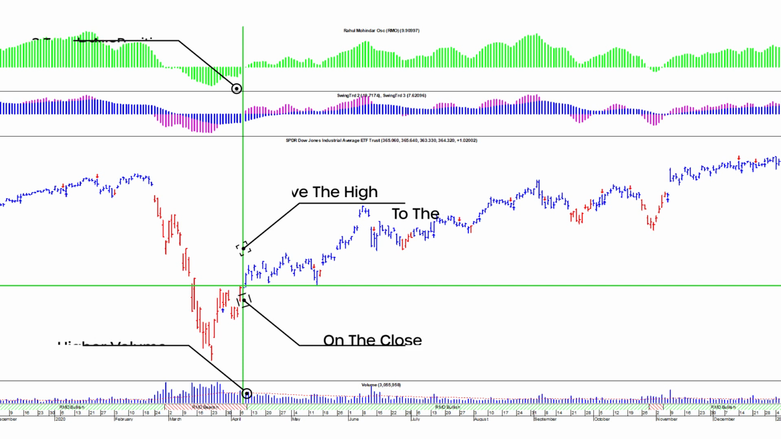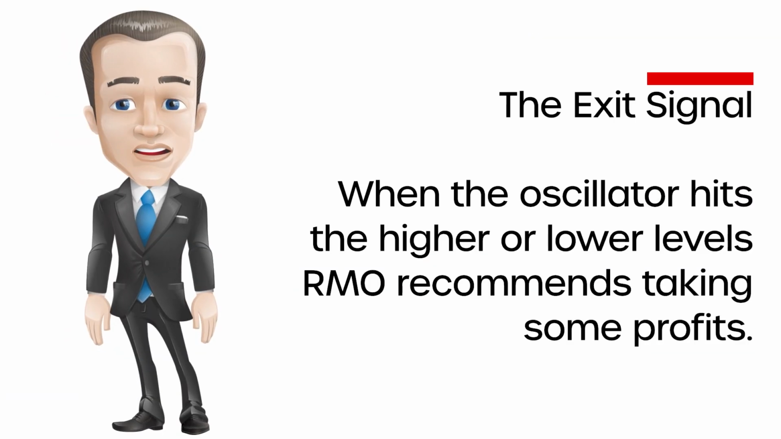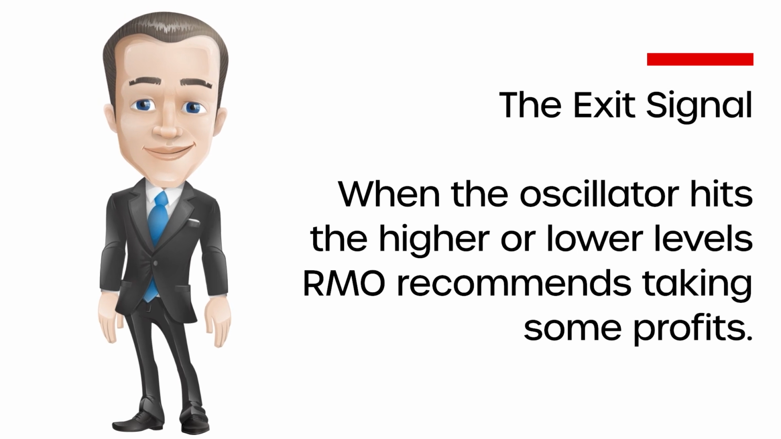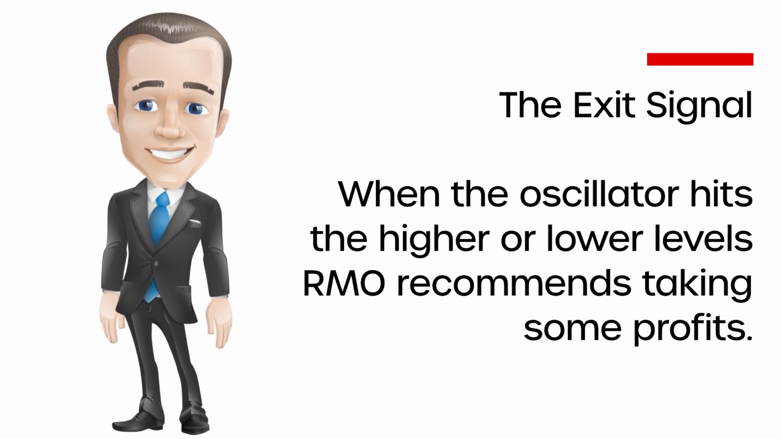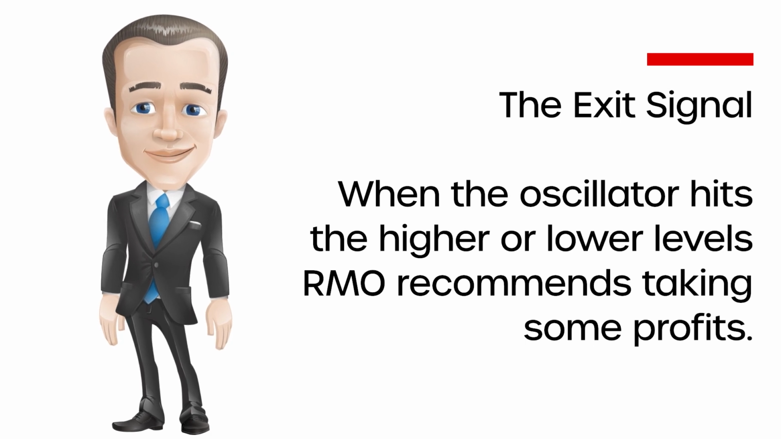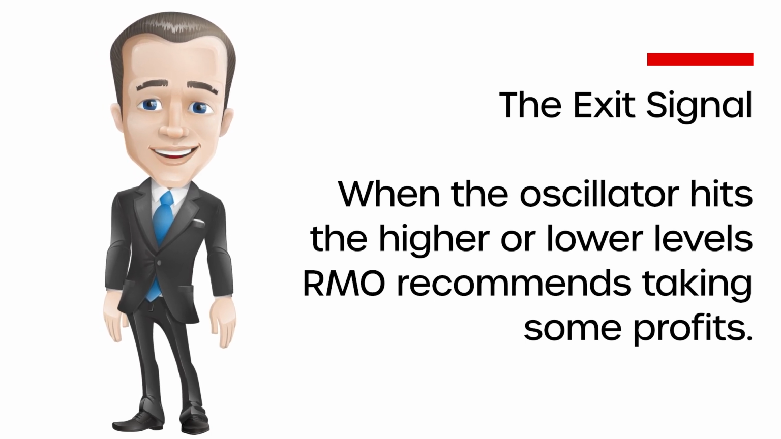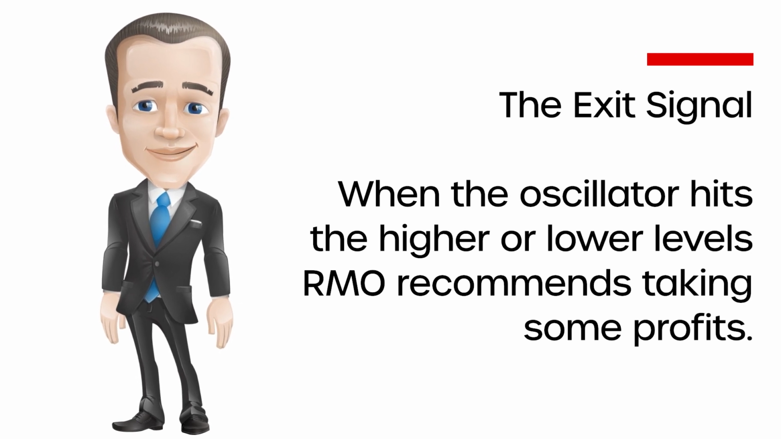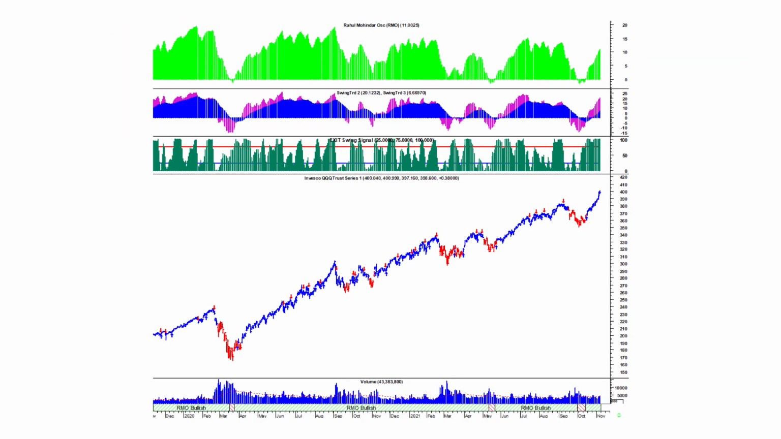Important signs. The third window on the chart is the exit signal. When the oscillator hits the higher levels on this chart for a buy, RMO recommends taking some profits. This works like an RSI, the exit strategy. Let's go back to the chart. If you look at the third window, you'll see the exit swing signal.